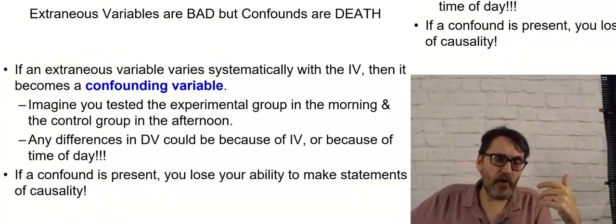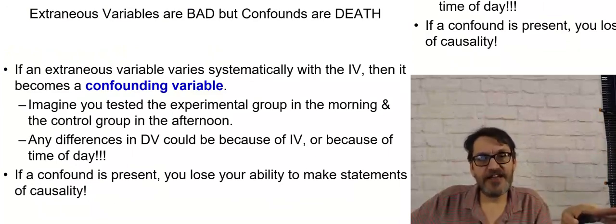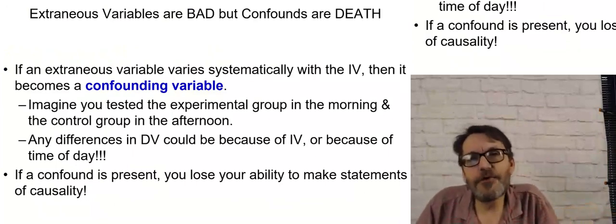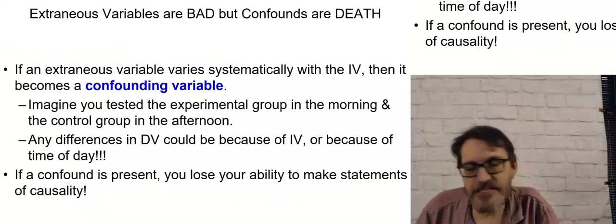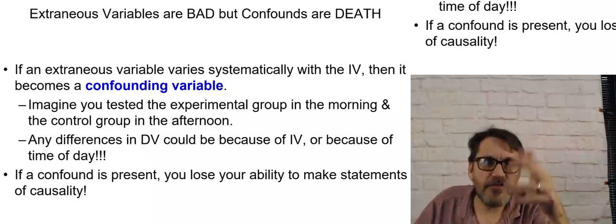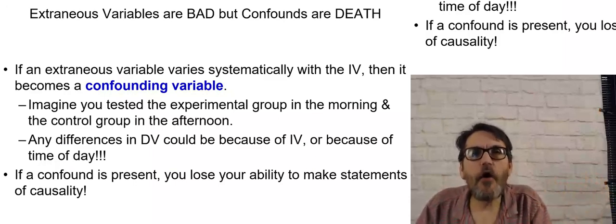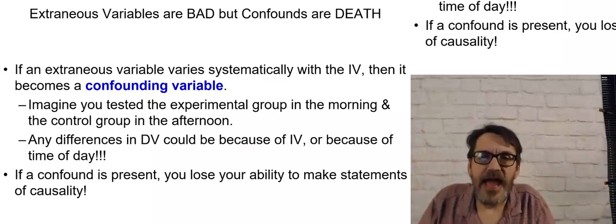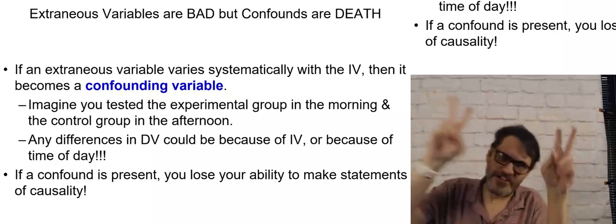But if you have a confound in your research, then you're dead. An extraneous variable that is systematically manipulated or systematically changed with the independent variable becomes a confound. An example of a confound would be if you were testing an experimental group and a control group, and you were doing group testing. So you brought in all of your experimental group in the morning, and then all of your control group in the afternoon. And then you found a significant difference between the experimental group and the control group. You rejected the null, and you're like, "Ooh, look what I found."